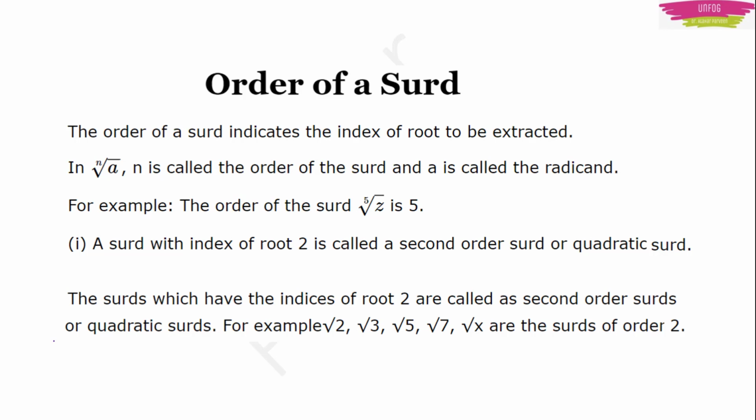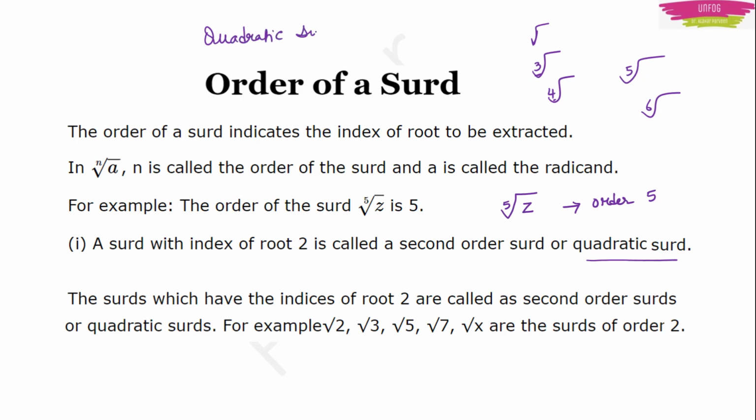Now that root can be anything, right? I don't need to write a number inside, I will just write a root here. That can be a square root, a cube root, a fourth root, a fifth root, or a sixth root also. So the number with that root is known as the order of the SURD. For example, if you have a fifth root with some integer inside, the order of the SURD will be 5 because it is a fifth root. If it is a cube root, then the order will be 3. If it is a square root, then the order will be 2, and that type of SURD is known as a quadratic SURD.